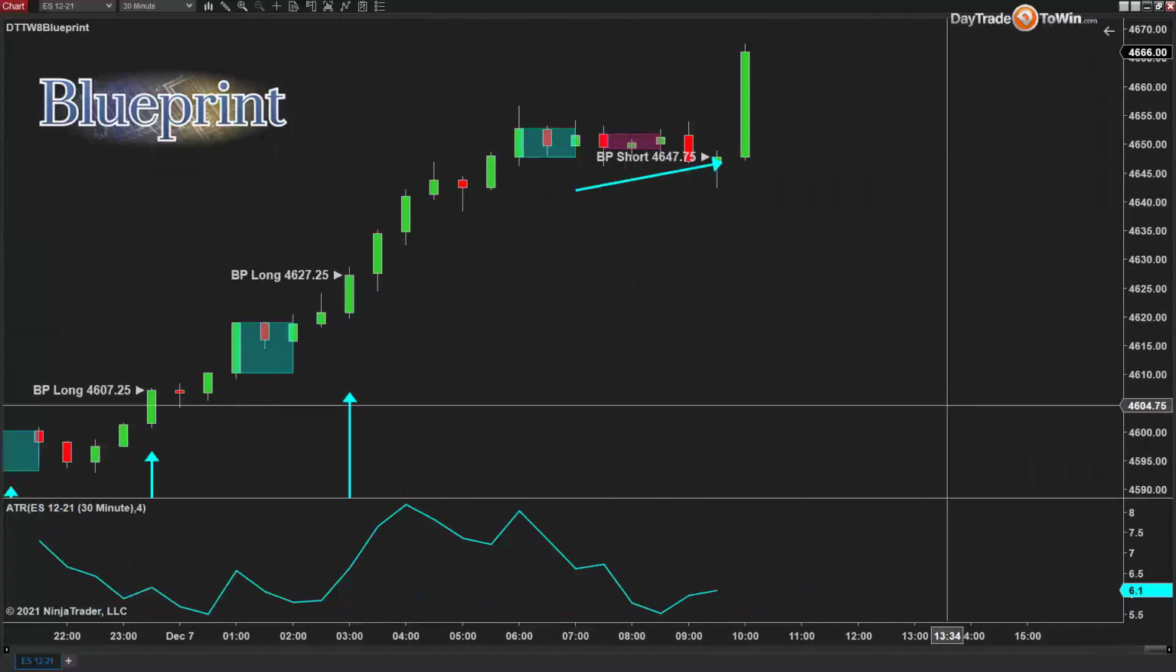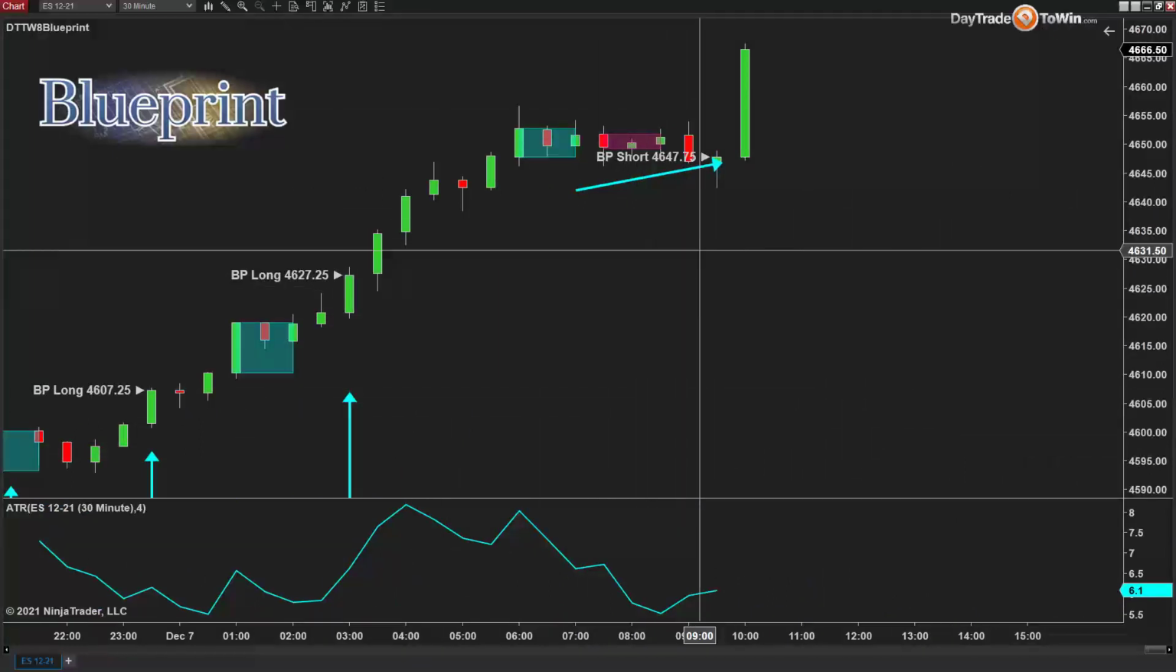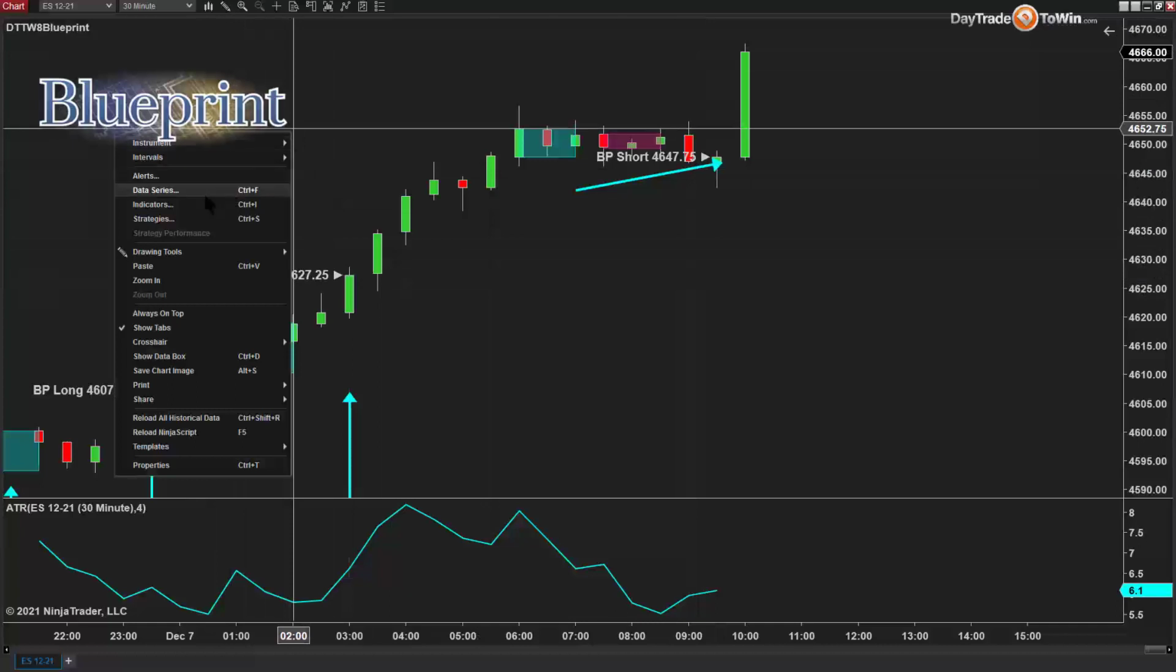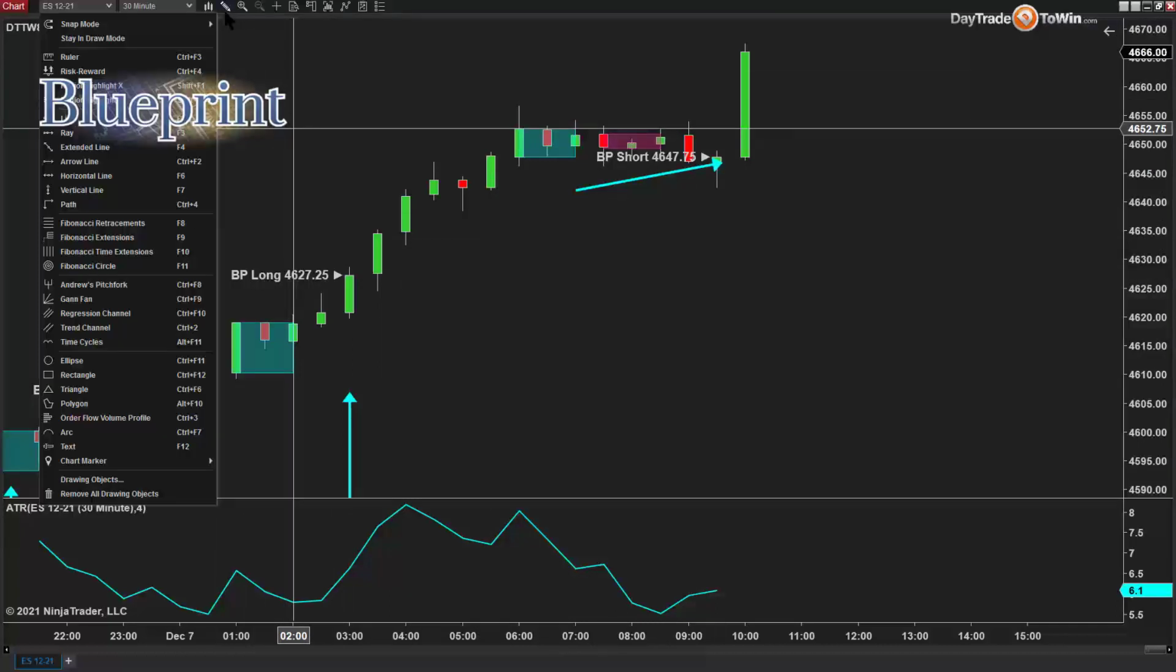Okay. All right, so we're going to now get into the January effect. So what I'm going to do here is remove everything off the chart. Does anyone have any questions for me, by the way, either on the trade scalper or the blueprint?